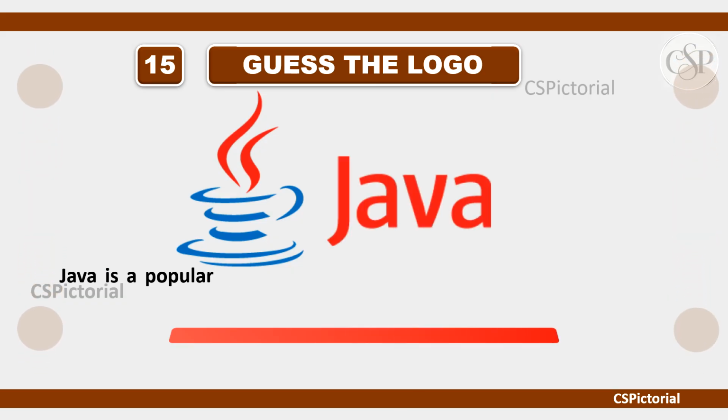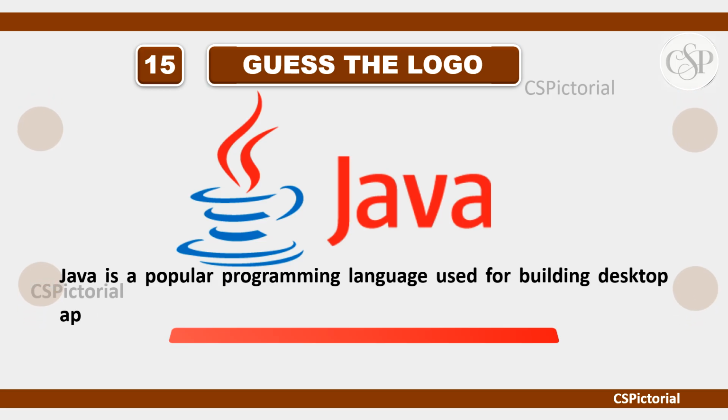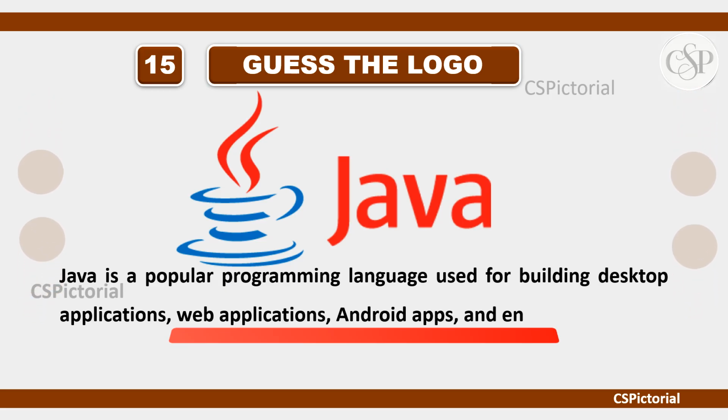Java. Java is a popular object-oriented programming language used for building desktop applications, web applications, Android apps, and enterprise systems.